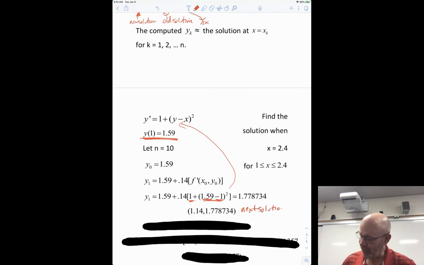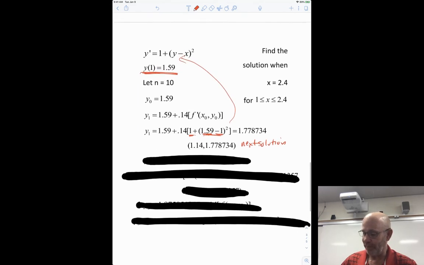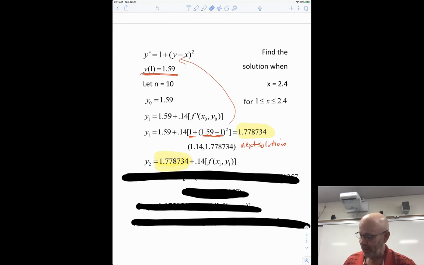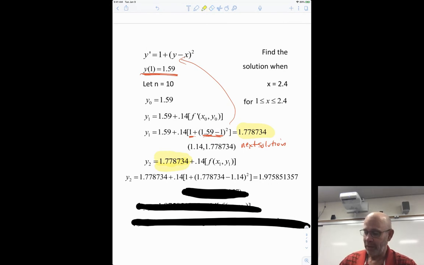And I'm going to do this all the way to 2.4, 10 times. I'm not really going to do 10 times. Don't worry about it. I'll maybe show you one more here just to walk you through the process. And now I have a new solution, right? So now the next solution is going to be: take the new solution, the 1.77834, which is that old solution from right there, and add it to the step size times the function evaluated at that old solution. So now I have to take the 1.14 and the 1.77834 and put it back into my equation.